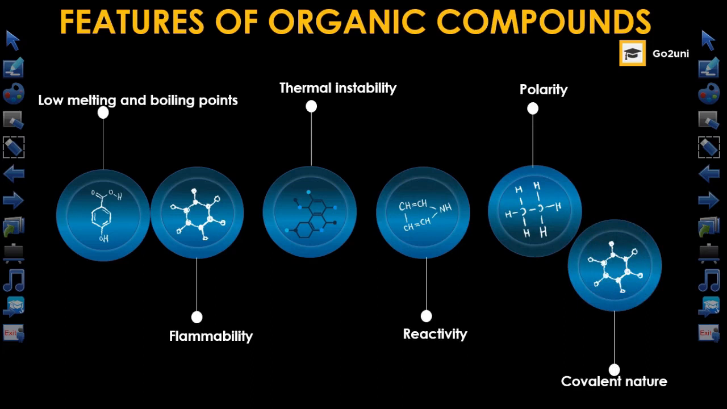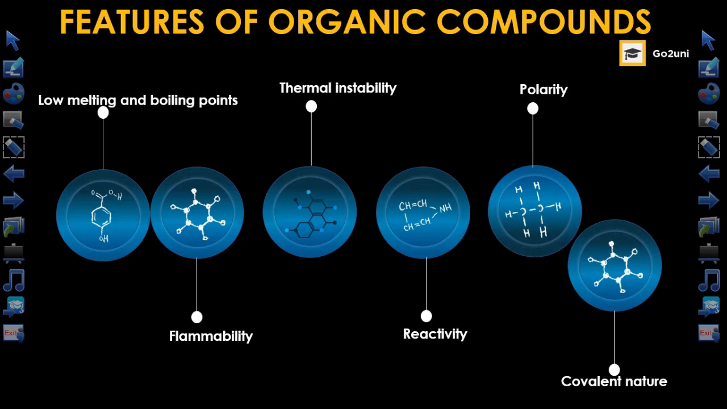So what are these features of organic compounds? Generally speaking, organic compounds have low melting and boiling points compared to inorganic compounds. So if we are to compare organic and inorganic compounds in reactions, organic compounds seem to have low melting and boiling points. That does not mean their boiling and melting points may not be high, but in comparison with their inorganic counterparts, they seem to have lower melting and boiling points generally.